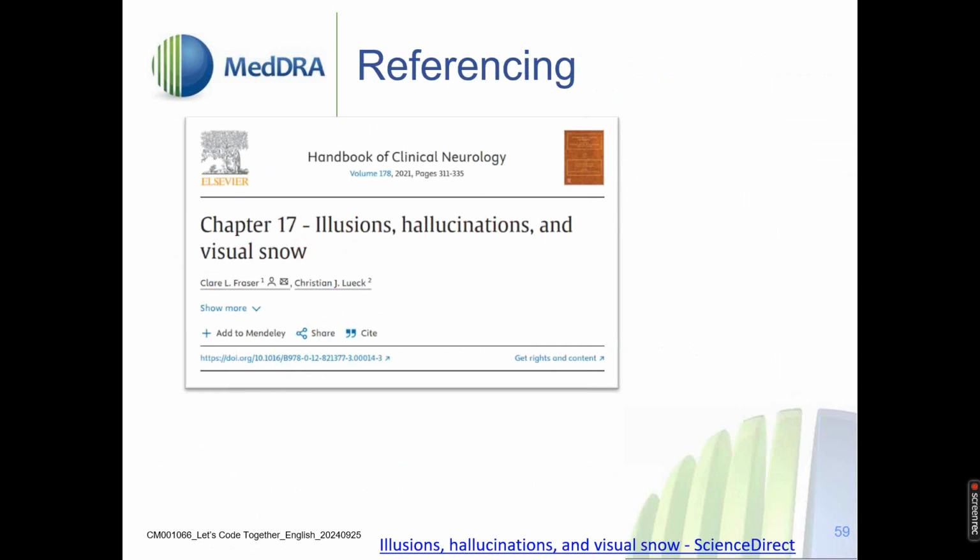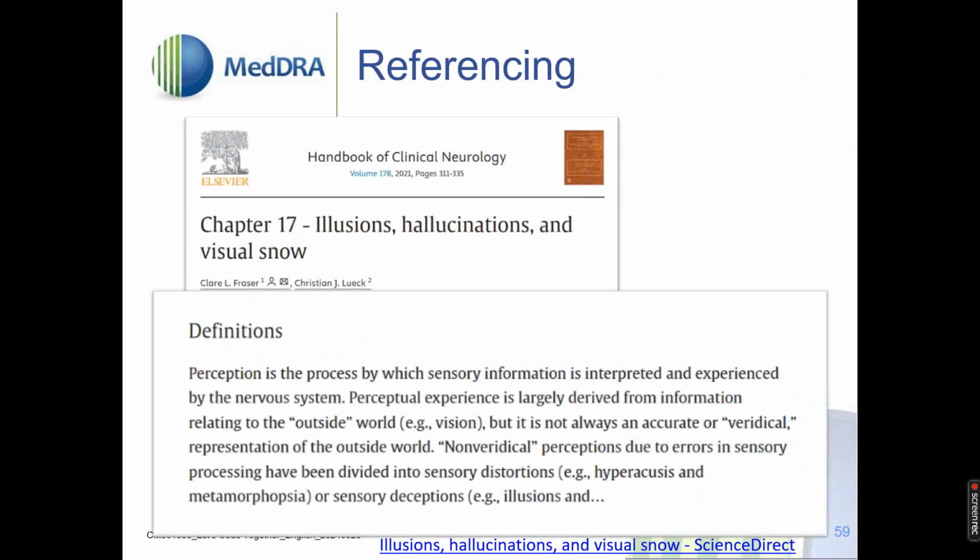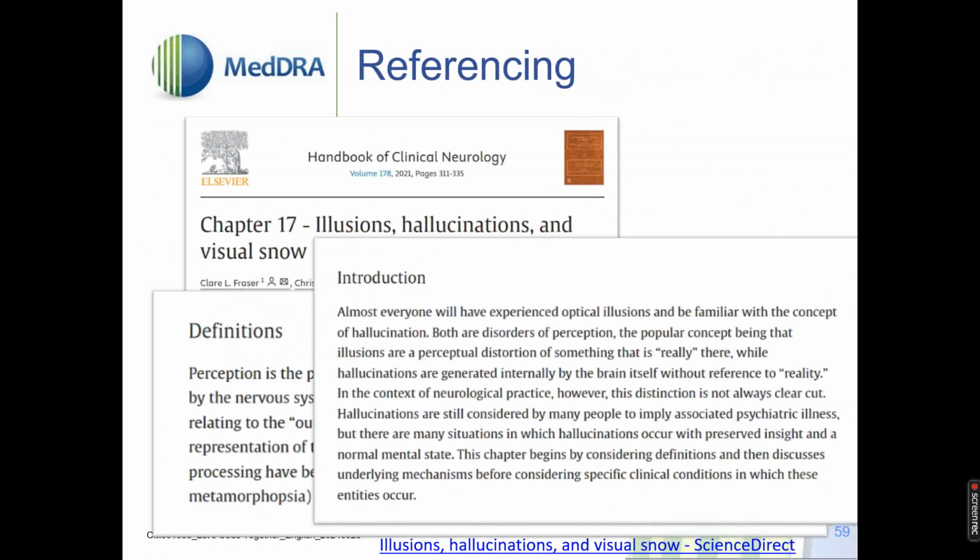I found an article online from the Handbook of Clinical Neurology, which looks at the difference between illusions, hallucinations, and visual snow. And two sections of this article were worth looking at. One talks about perception, and that perception is the way sensory information is interpreted and experienced by the nervous system, largely derived from information in the outside world, such as vision or hearing, not always accurate. Sometimes the sensory processing could be distorted, a distortion or a deception.